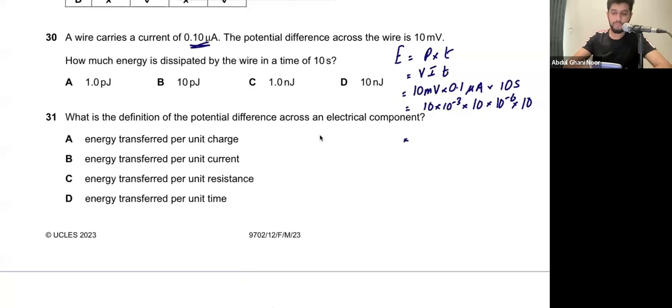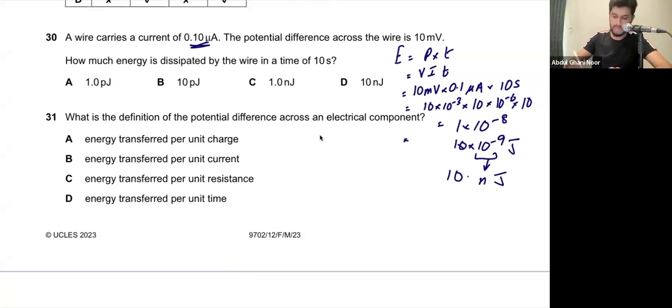The answer that I get is 1 into 10 to the power minus 8. 1 into 10 to the power minus 8 can also be written as 10 into 10 to the power minus 9 joules. And 10 to the power minus 9 is nanojoules. So 10 into 10 to the power minus 9, or 10 nanojoules, is the answer. Okay? A simple question that just tried to confuse you with the prefixes and the tens and ones.